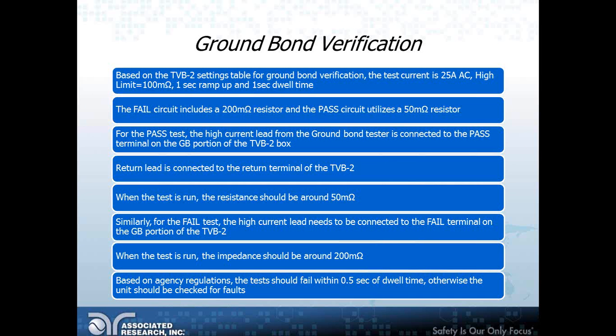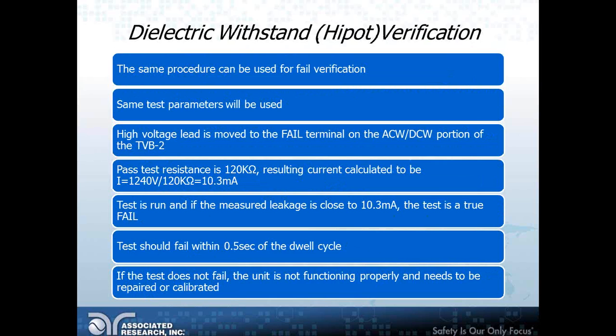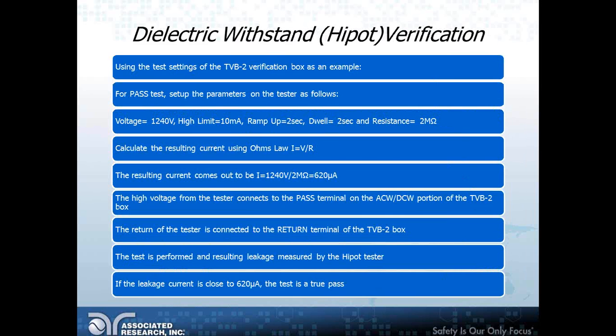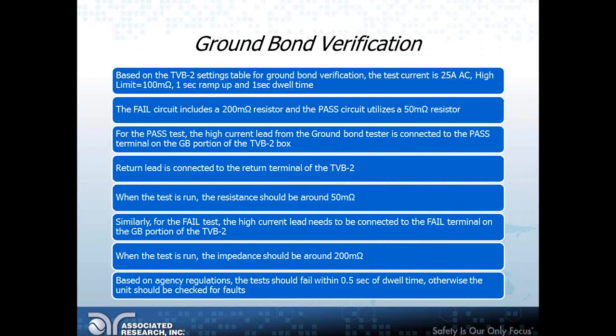If you go back, and again, this is directly out of that table that I just showed you, let's take a quick look again at the ground bond parameters. Instead of 30, we're going to be using a current of 25 amps for this example. That shouldn't make a big difference here. If you saw on the table, the failed circuit includes a 200 milliohm resistor and the passed circuit utilizes a 50 milliohm resistor.